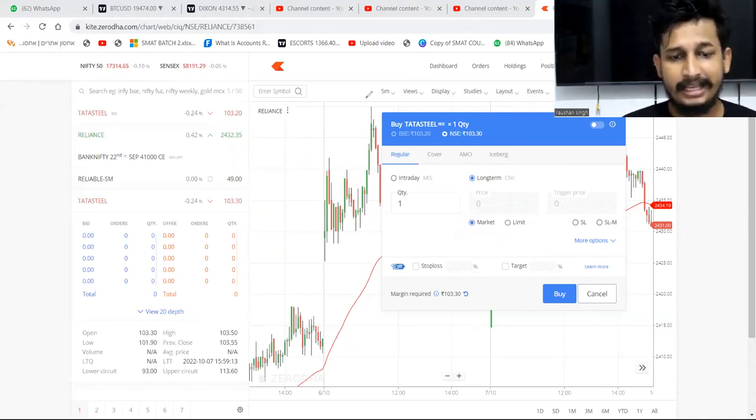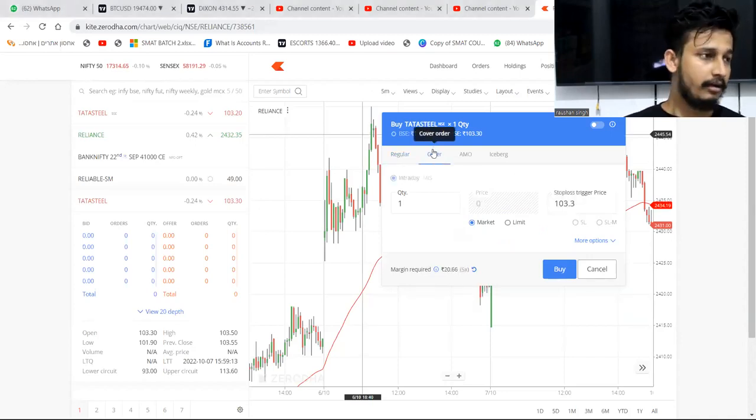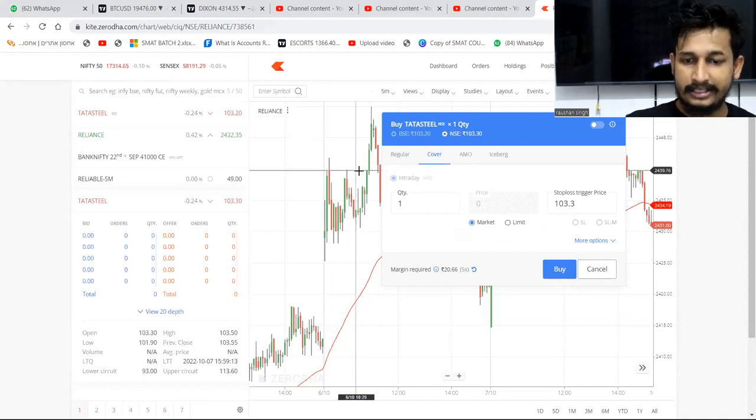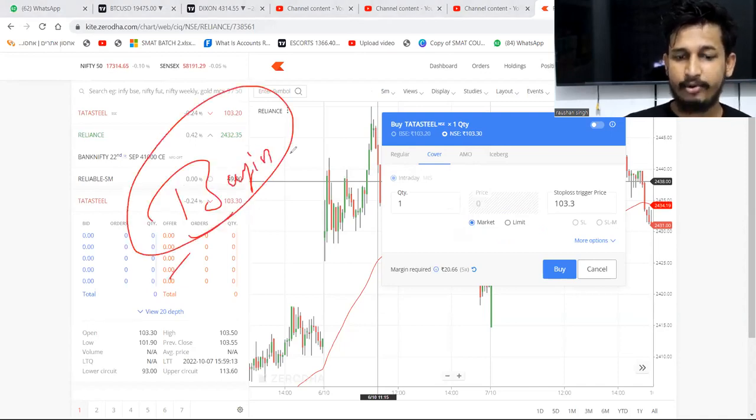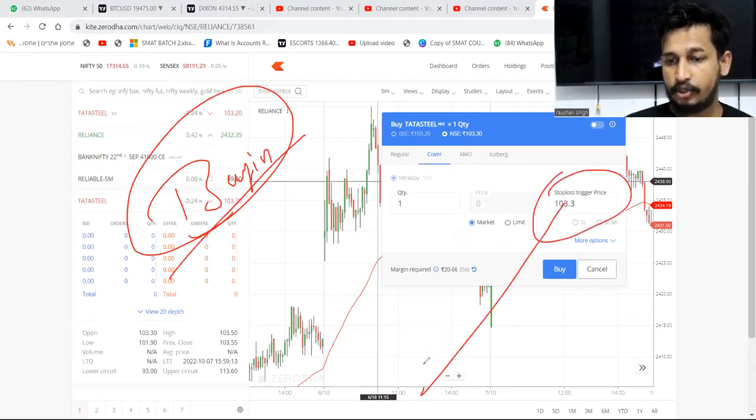Then there is an option of cover order. We don't really need to use this cover order. Why? It is the same thing, and we need to pay the same amount of money. The only difference is that when you are buying, at the same time you have to decide the stop loss trigger price, meaning where you have to book your losses. So you don't really need to go ahead with this one.